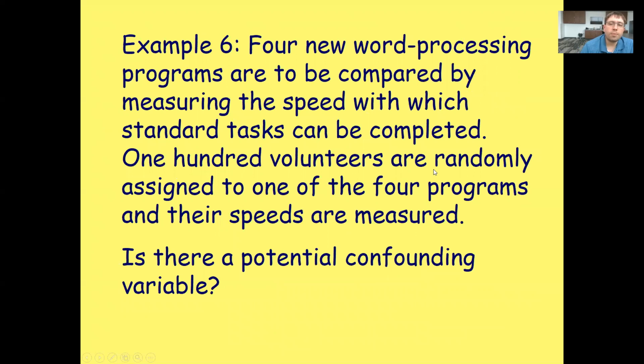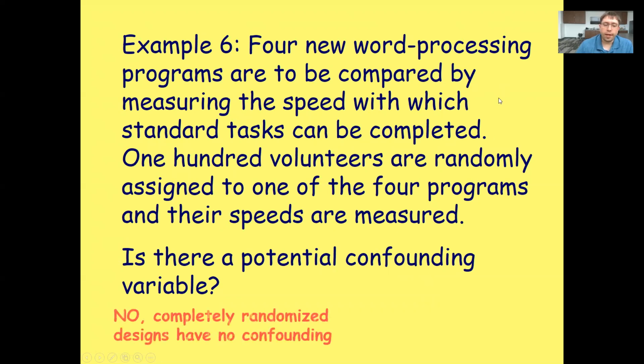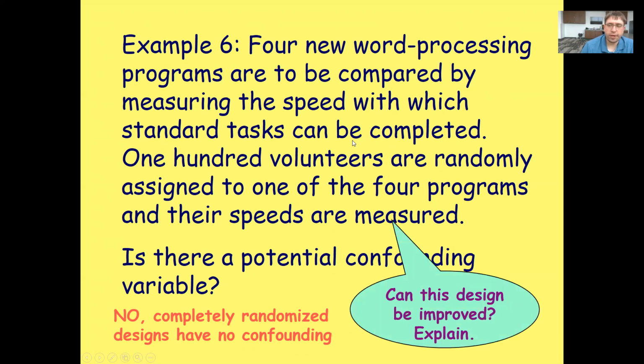All right, continuing with the same example with the 4 new word processors. Again, the 100 volunteers are randomly assigned, so we know it's a good experiment. Is there a potential confounding variable now that we have to be worried about making our claims invalid? The answer now is no, because we've used one of our experimental designs, because we have randomly assigned the treatments with no bias or preference on our part. Then any confounding variables have been completely randomized throughout the process and therefore covered. However, that does not mean we can't improve this design. There are ways to improve it.